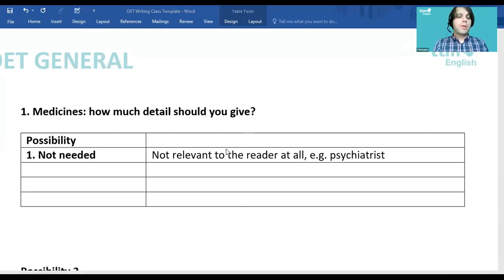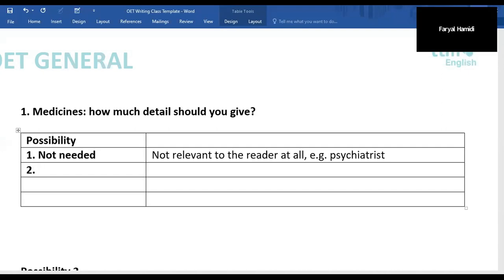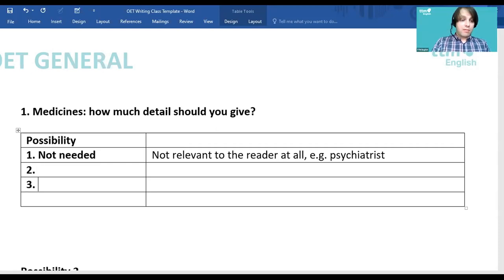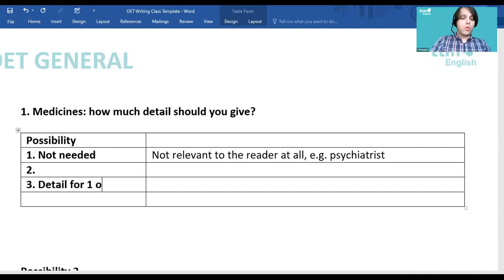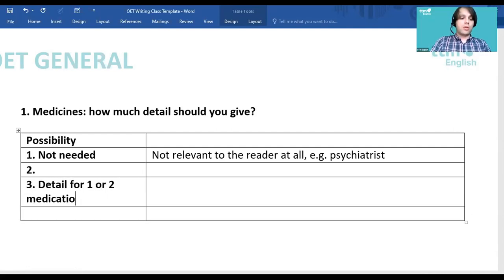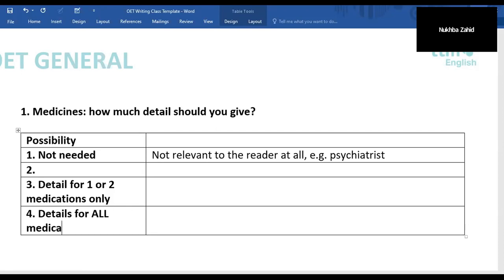Okay, thank you. That's possibility one. Possibility two, though, right? Maybe you do need it. So can anyone remember possibility two? We talked about it last. One or two medications only. Well, I would say that's possibility three, right? You need to give one detail for one or two medications only. Possibility four would be you need to give details for all medications.